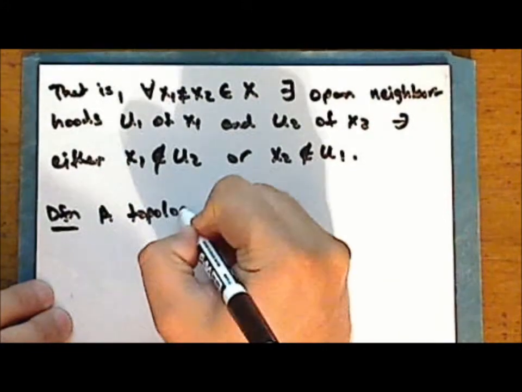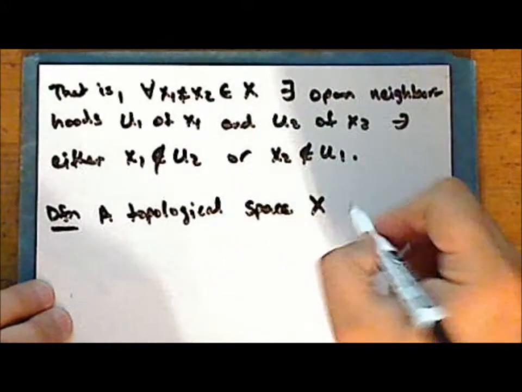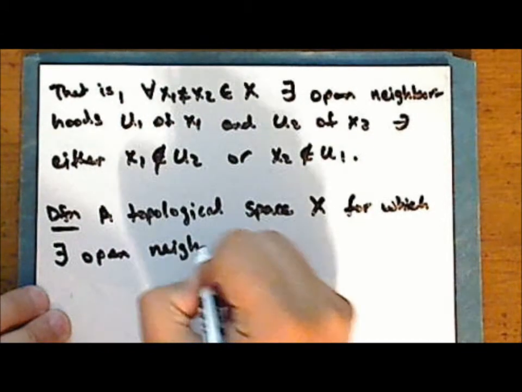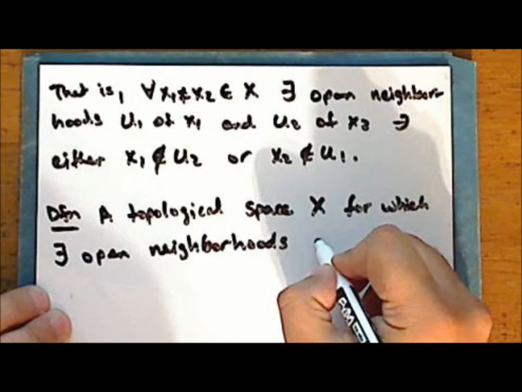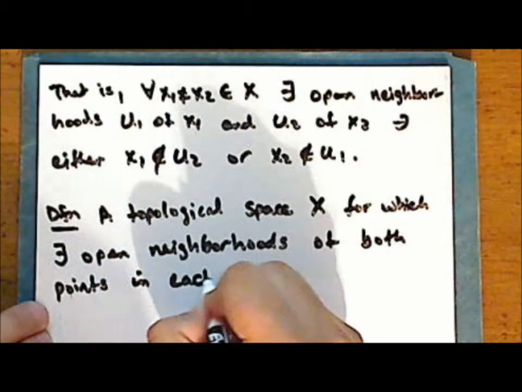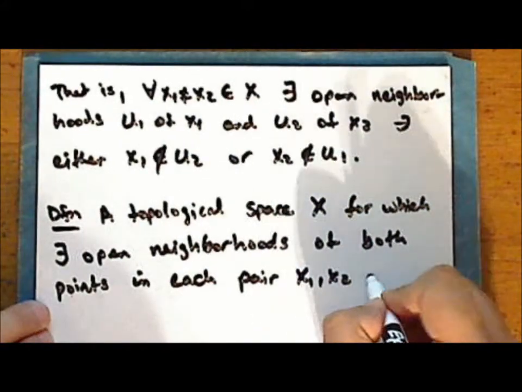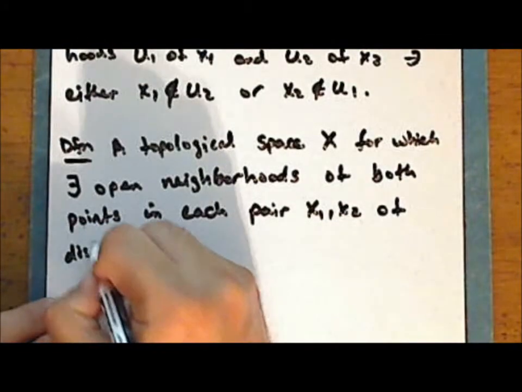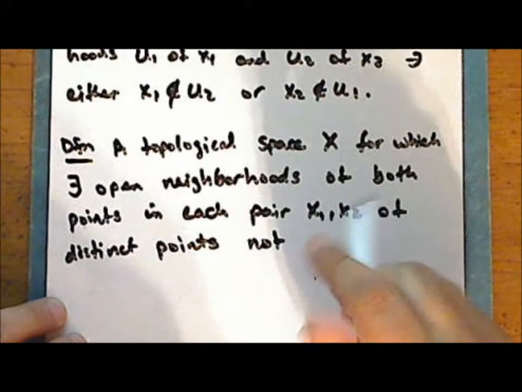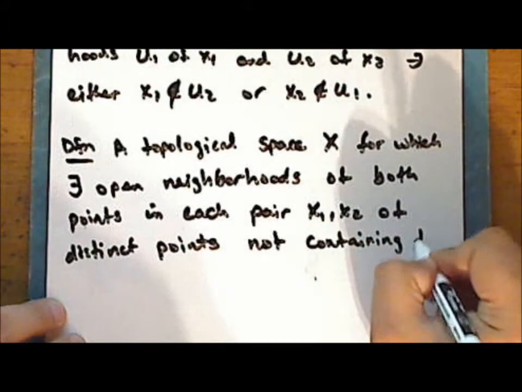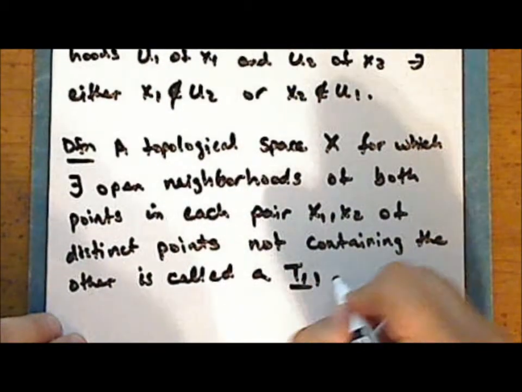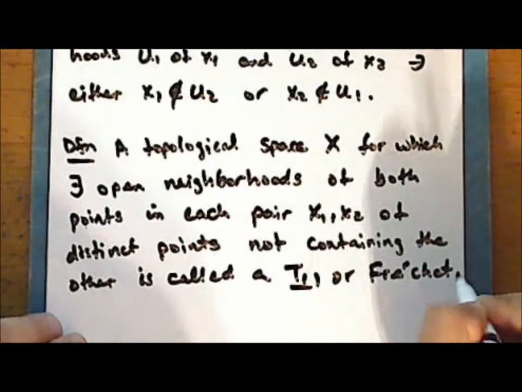A topological space X for which there exist open neighborhoods of both points in each pair of distinct points not containing the other is called a T1 or Frechet space.